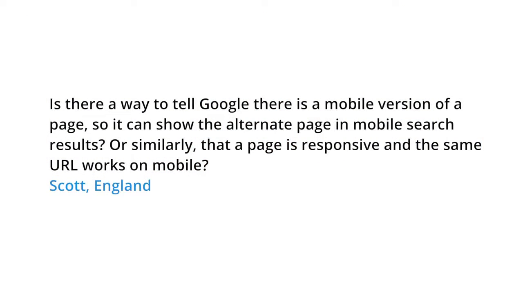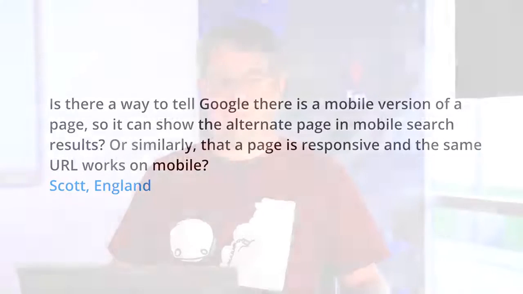Okay, today's question comes from Scott in England, and it's a really popular question. A lot of people have been asking about mobile phones, mobile versions of pages. So today's question is this: is there a way to tell Google there is a mobile version of a page so it can show the alternate page in mobile search results? Or, similarly, that a page is responsive and the same URL works on mobile?